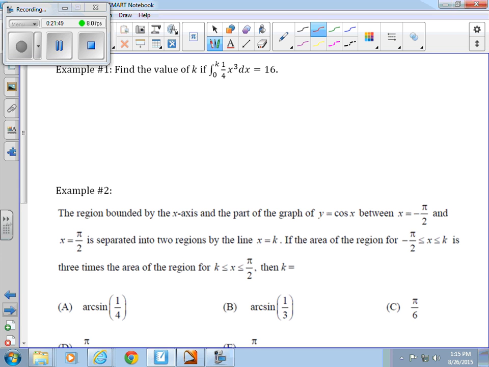Find the value of k. The integral from 0 to k of 1/4 x cubed dx is 16.